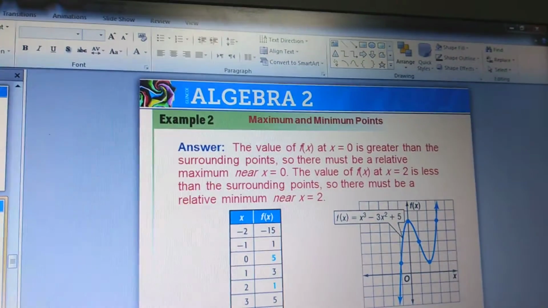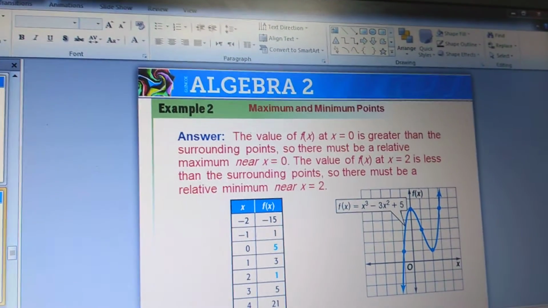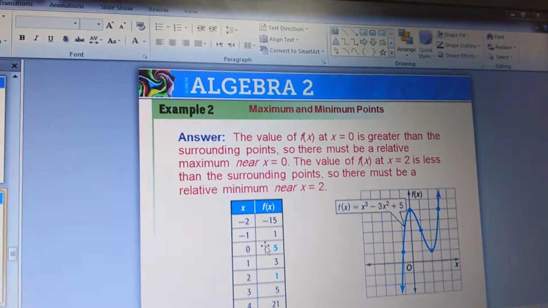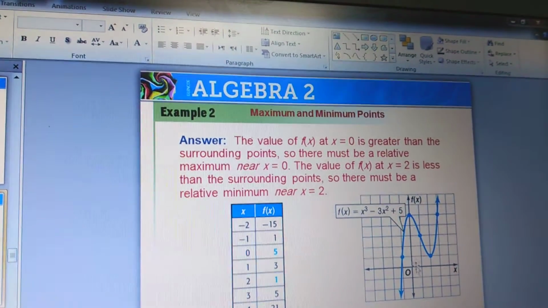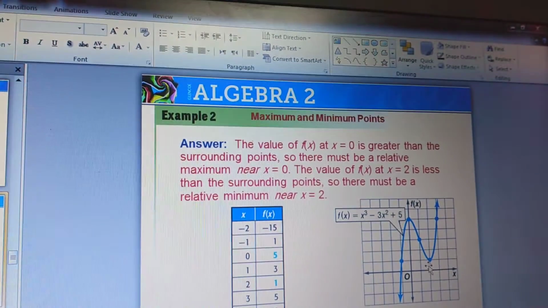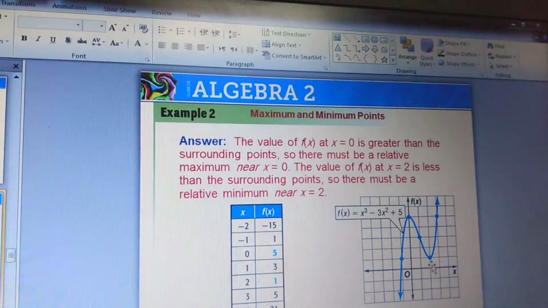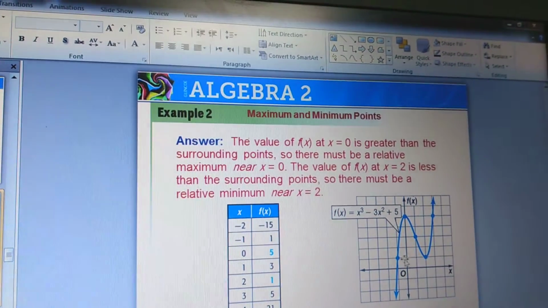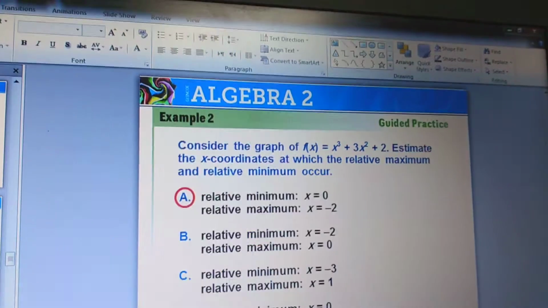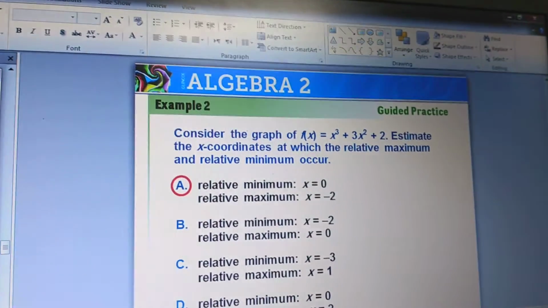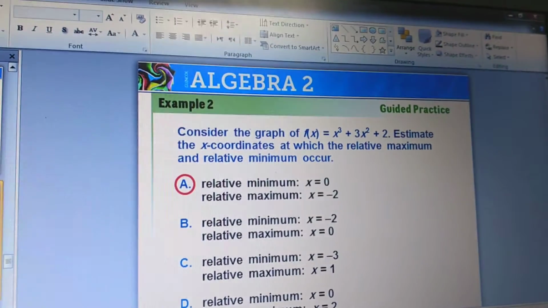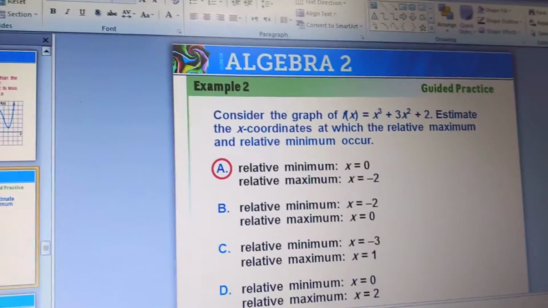This is the graph of the table. You see, (0, 5) is the maximum, and here (2, 1) is the minimum. This is an example about it. The same as I said, you need to make a table or graph.